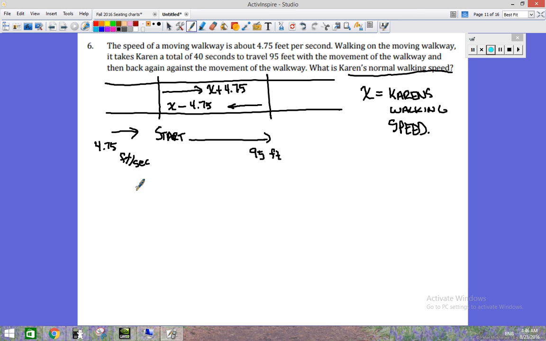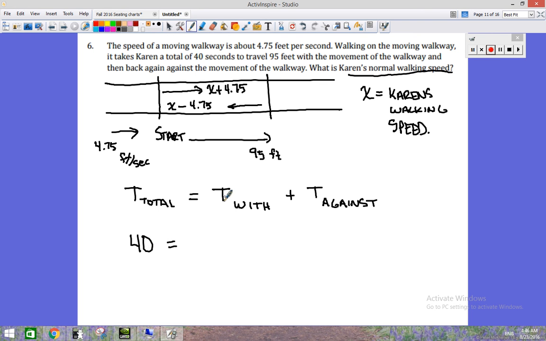So if we look at the total time, that total time to complete this round trip was 40 seconds. Part of that time, Karen was walking with the speed of the walkway, and the rest of the time she's walking against the speed of the walkway. So this is going to work out pretty nicely, I believe. Alright, so we can replace the total time with 40 seconds.